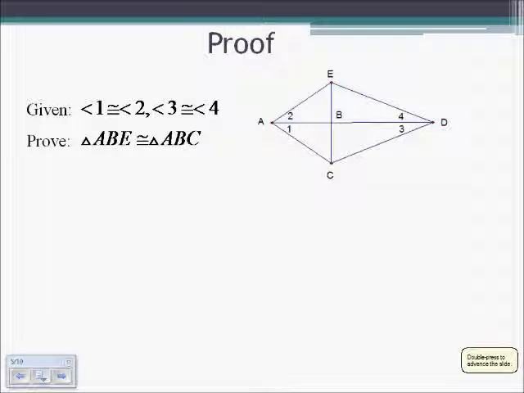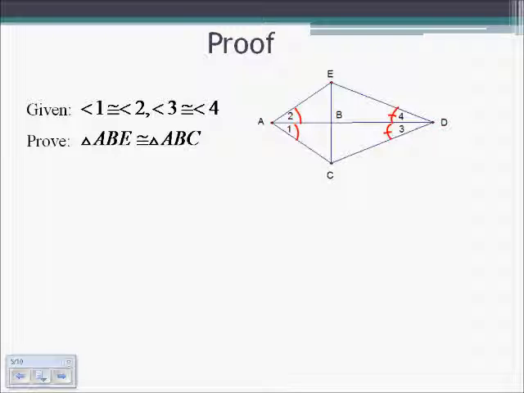Alright, next problem. Given that angle 1 is congruent to angle 2 and angle 3 is congruent to angle 4, prove that triangle ABE is congruent to triangle ABC. Alright, let's write in what we're given. We're given that angle 1 and angle 2 are congruent and that angle 4 and angle 3 are congruent. We're trying to prove that triangles ABE and ABC are congruent.